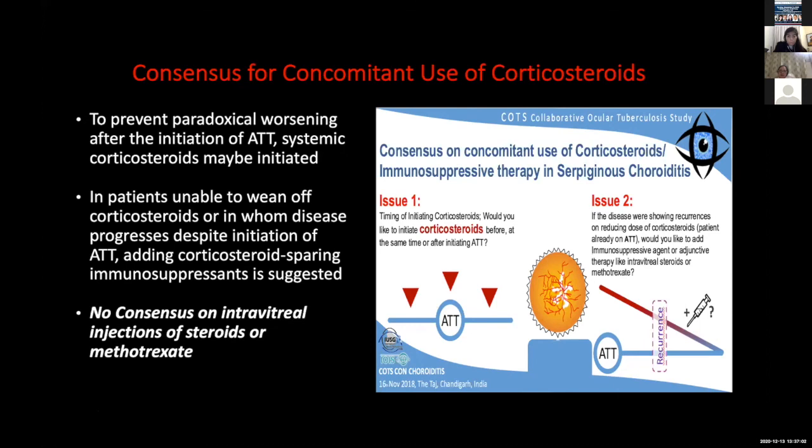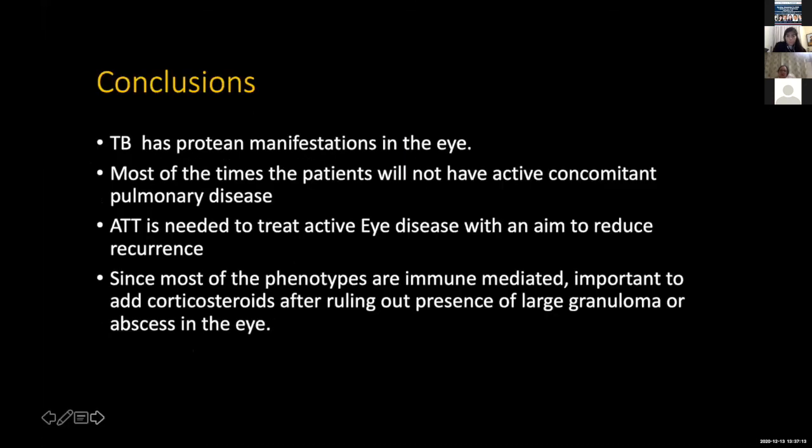to wean off the corticosteroids, continue anti-TB drugs, and most of the times the patient will not have active concomitant pulmonary disease. So you got to tell your pulmonologist that, friend, if the disease is active in the eye, it is active. You don't care whether it is active elsewhere in the body. Don't call it a latent disease because it's active in the eye. Anti-TB drugs are needed to treat active eye disease with an aim to reduce recurrences.